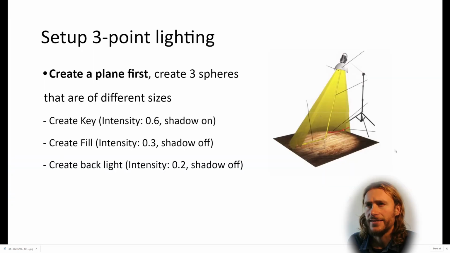So how do we do that in a scene in Maya? What you would do is create a plane, create 3 spheres, and make them different sizes so they could give shadow and so forth. And then we are going to create a key light, a fill light, and a backlight. And they have different intensities, so 0.6, 0.3, and 0.2.